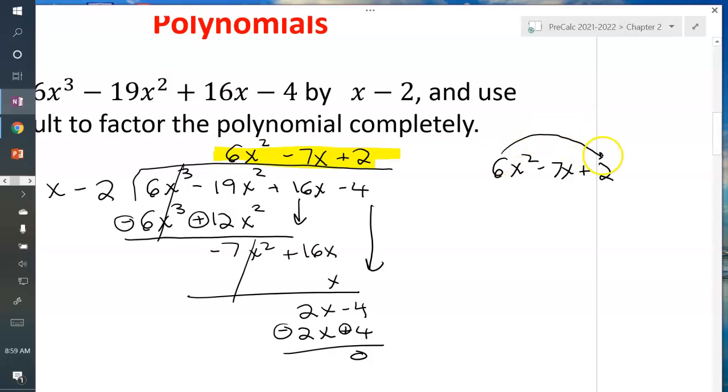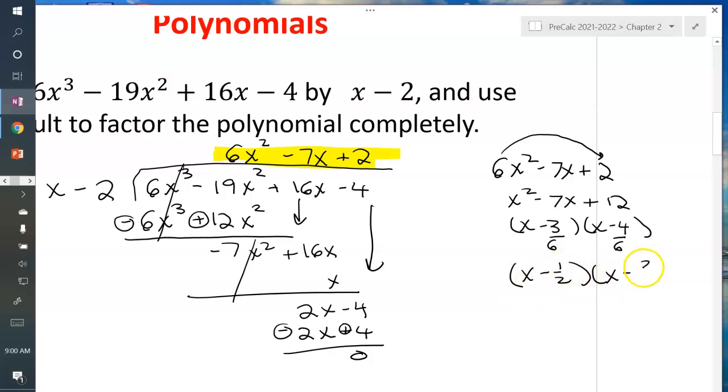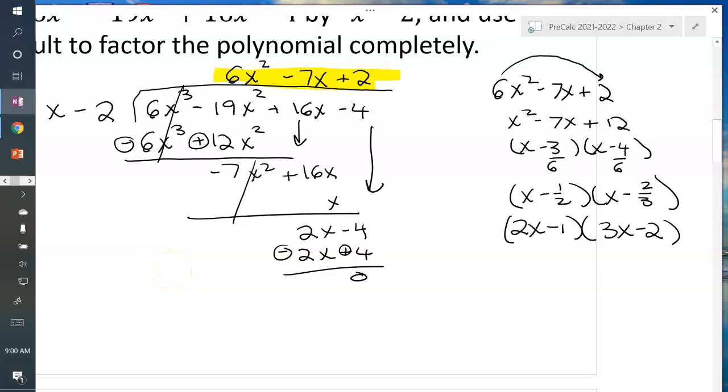So I take my 6, I slip it, x squared minus 7x plus 12, factor that, x minus 3, x minus 4. Now we got to undo that slip, so I'm going to slide a 6, simplify, x minus 1/2, x minus 2/3, bottoms up, so 2x minus 1 times 3x minus 2. So here's my factors. Factored completely, this is x minus 2 times 2x minus 1 times 3x minus 2. And we're done.